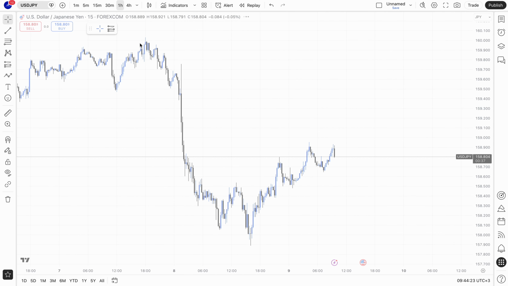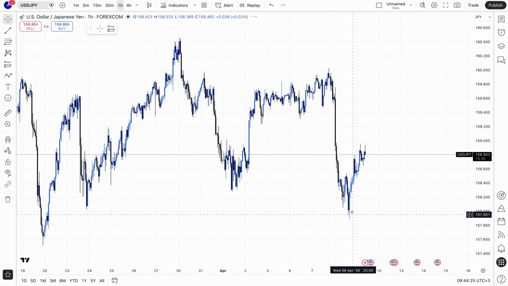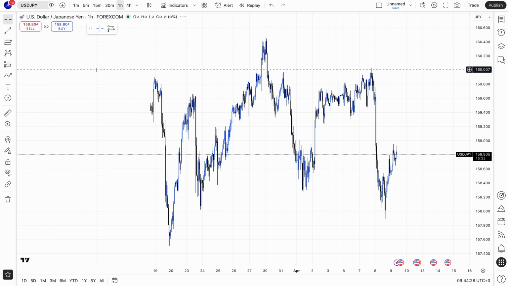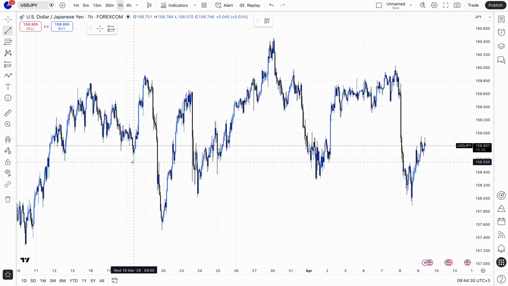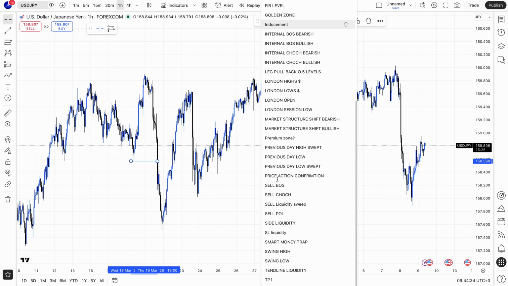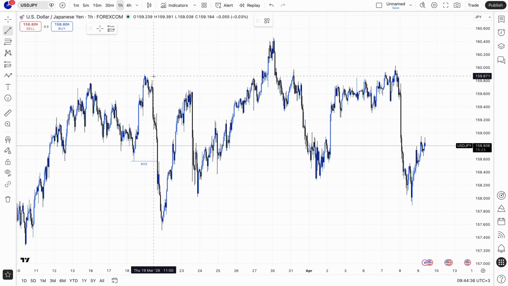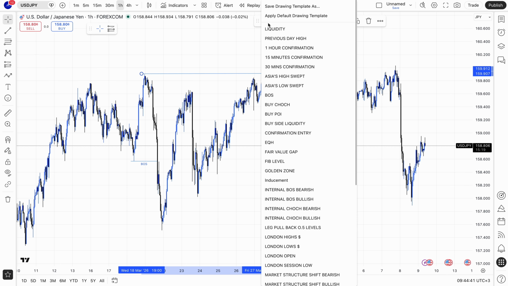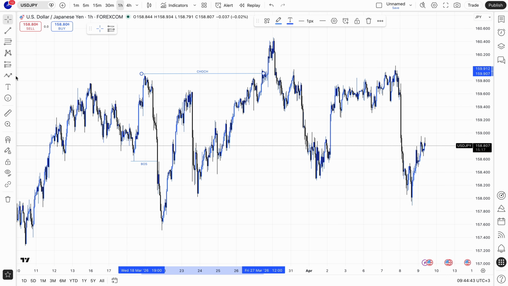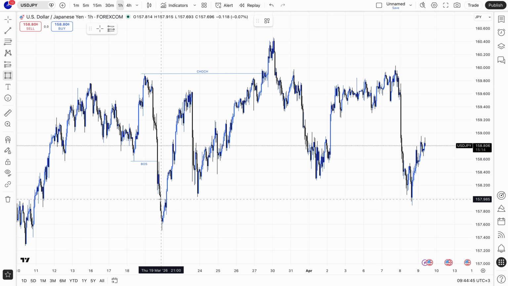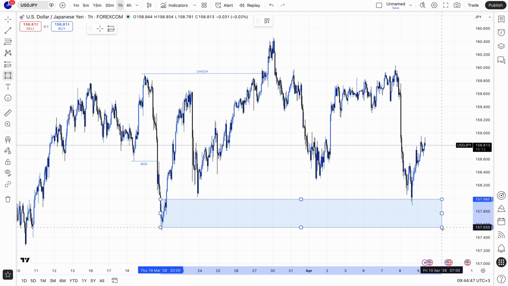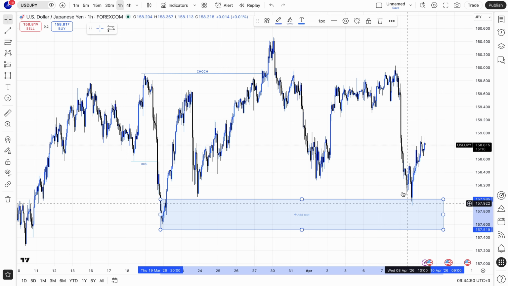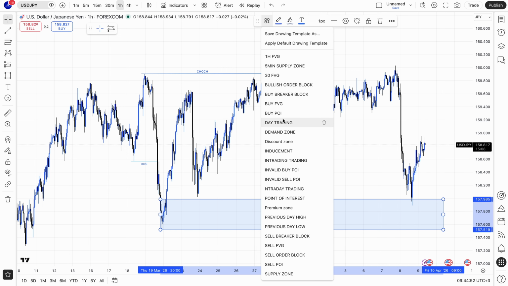Then GBP/JPY, same thing. Here yesterday we had a clean trade from here after having this. We had our break of structure to the downside, which was here, the last break of structure to the downside. Then we had a change of character to the upside. Then we had our order block, which was just here. We had a clean order block, tapped in, then you got that clean trade.